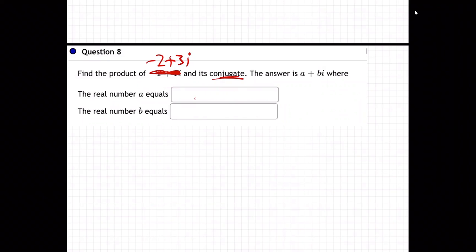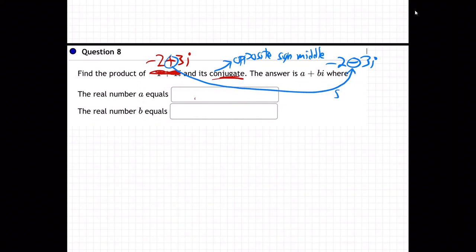Well, the conjugate just means opposite sign in the middle. So it's going to be -2 minus 3i. See how the sign in the very middle changed? That's what a conjugate is. It's the exact same number, except the sign in the very middle switches. So the minus becomes plus. You switch.